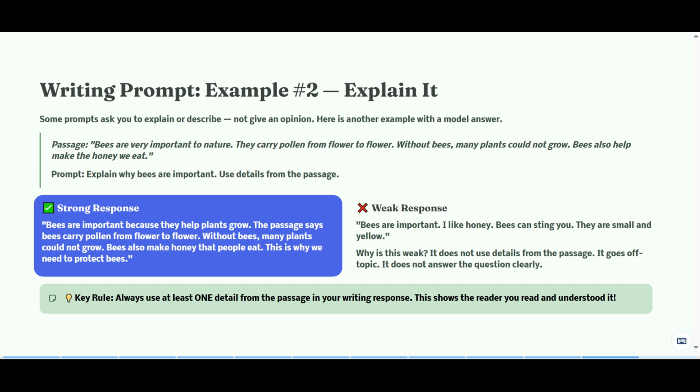Here's a weak response. Bees are important. I like honey. Bees can sting you. They are small and yellow. Why is this weak? It does not use details from the passage. It goes off topic. It does not answer the question clearly. So stay away from weak responses. The examples are here for you to follow. Key rule: always use at least one detail from the passage in your writing response. This shows the reader you read and understood it.